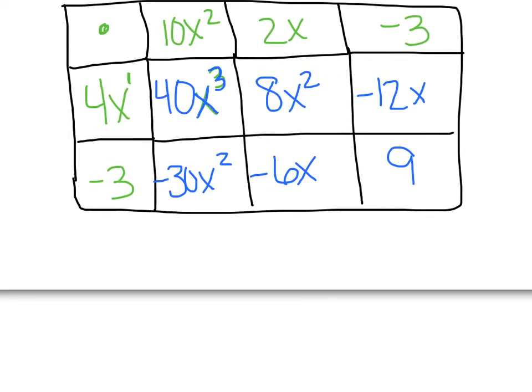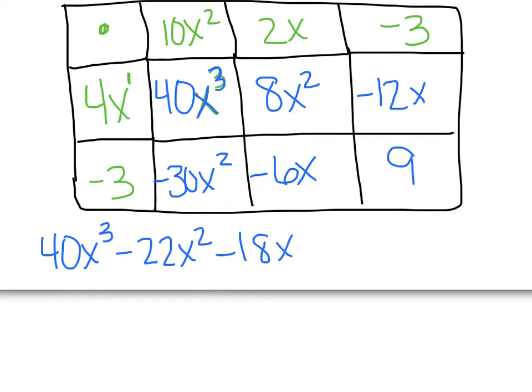So when I write them out, 40x cubed does not have a like term, so he stays right there in the very front. And now I have an 8 and a negative 30. Well, 8 minus 30 is negative 22. So that gives me negative 22x squared. And then I have negative 6x and a negative 12x. And when I combine those, I get a negative 18x. And then last but not least, I've got the positive 9. He doesn't have anybody to add with, and he just goes right there at the very end. And that would be our answer.